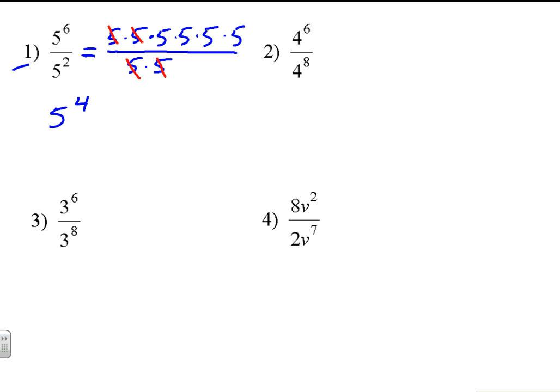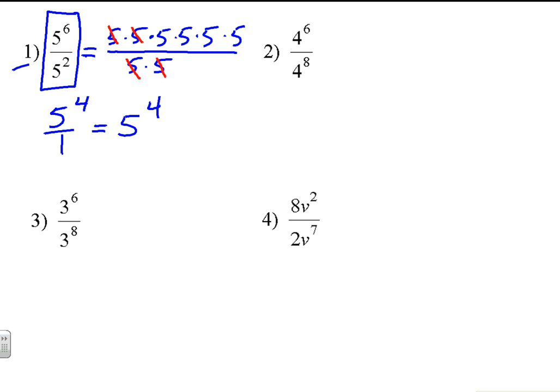Here's how I've always handled this. Once I get this situation, I just say, where do we have more 5s? In this case, in the top. How many more 5s do we have in the top? 4. There's our answer. 4 5s, or 5 to the 4th, in the numerator. The denominator's canceled. Of course, we would still write that as 5 to the 4th.